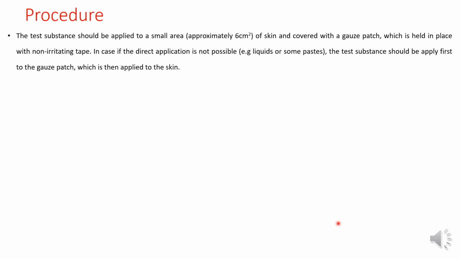Now we'll see the procedure. The test substance should be applied to a small area, approximately 6 cm square, of the skin, and it is covered with a gauze patch which is held in position with a non-irritating tape. In case the direct application is not possible, for example if we have a liquid or a paste, then in such a case the substance should be applied first to the gauze patch, which is then applied to the skin.